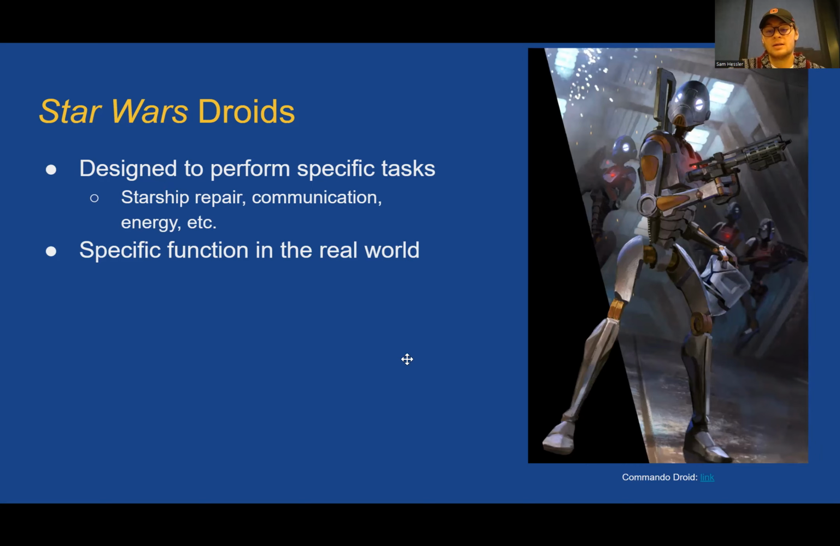Here we can see a BX commando droid. Commando droids function as sort of special forces instead of our actual special forces with living beings. You can think of a commando droid kind of like a Navy SEAL of sorts. They're equipped with very durable yet mobile joints, and they're very light on their feet. They're very fast, and they're specifically designed for combat.